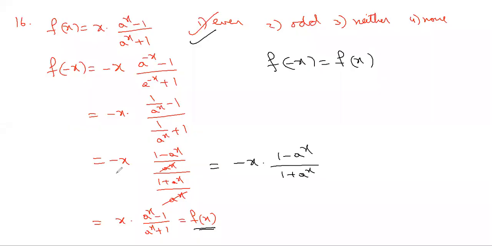So if you write this -x and this one, after cancelling a^x and a^x, you get (1 - a^x)/(1 + a^x). So you multiply this minus with this expression, then you get this. Oh, okay, there I made a mistake.